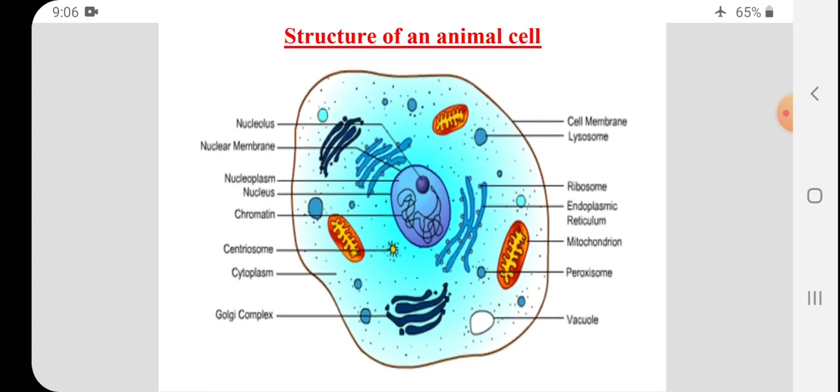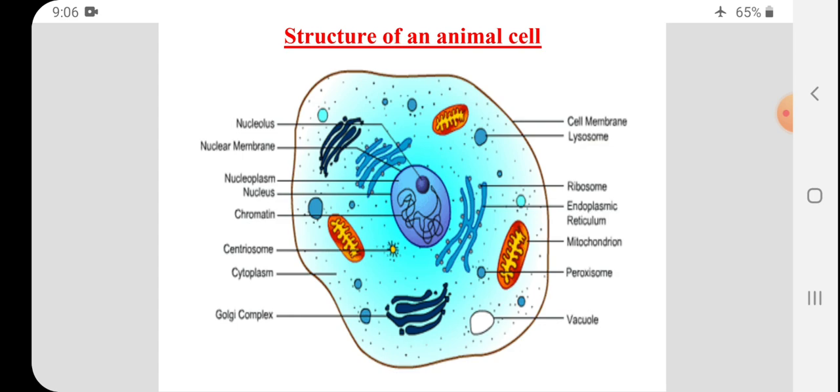In examination, they can ask you to draw the structure of an animal cell. So majorly you will show a well-defined nucleus which has the nuclear membrane, nucleoplasm and nucleolus in the center. It has genetic material, a thread-like structure which is called chromatin. It also has the cytoplasm, the fluid-like structure which has all the cell organelles floating inside.